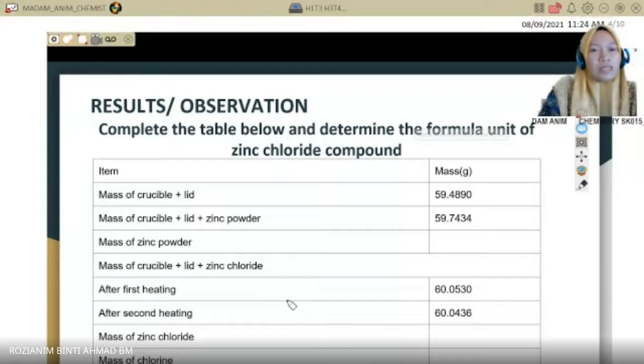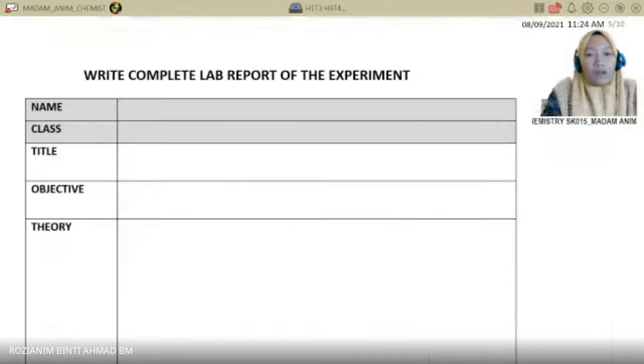Okay, this is the table of the data of the experiment. Make sure you copy it. Where do you copy it? Here. I believe all of you can do this.